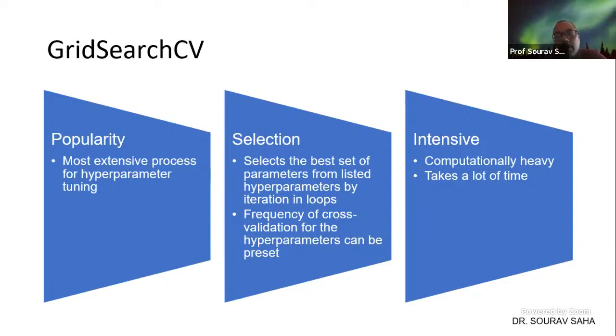Now, this is what grid search CV does. It picks the best hyperparameter set from all the combinations going through the loop. But the problem is that it is extremely heavy computationally, and in the process it takes a lot of time. That is what happens with grid search cross validation.